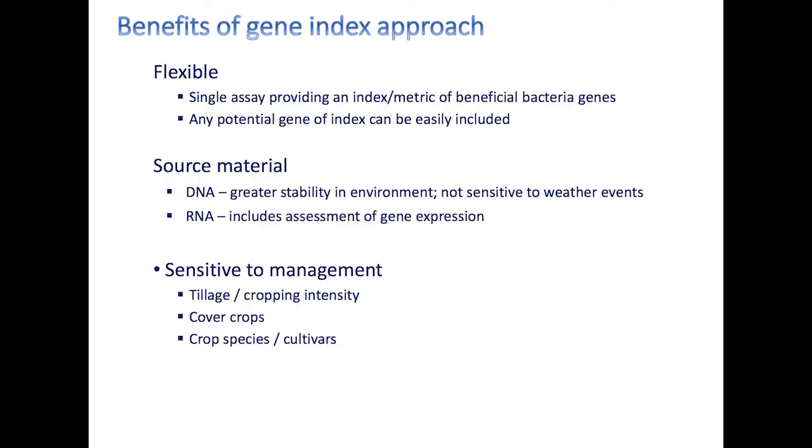There's some things to talk about here about what source material you use, whether it's DNA or RNA. They both have pros and cons. DNA is a little more stable, and it's not quite as variable due to weather, and it's easier to handle the samples. But the idea is that this index is sensitive to management. We talked about cover crops, we talked about cultivars. We've also done a series of studies with tillage.